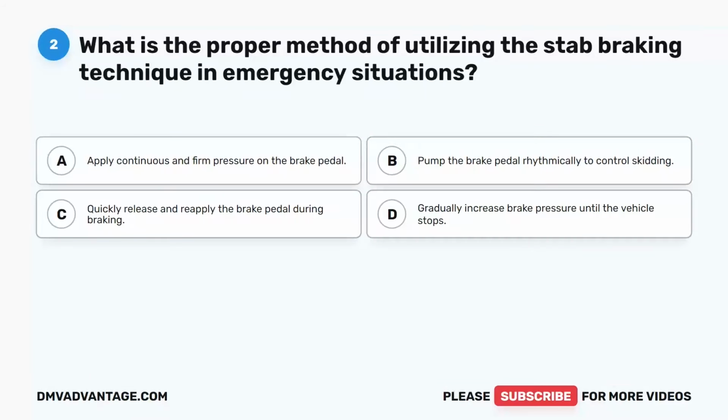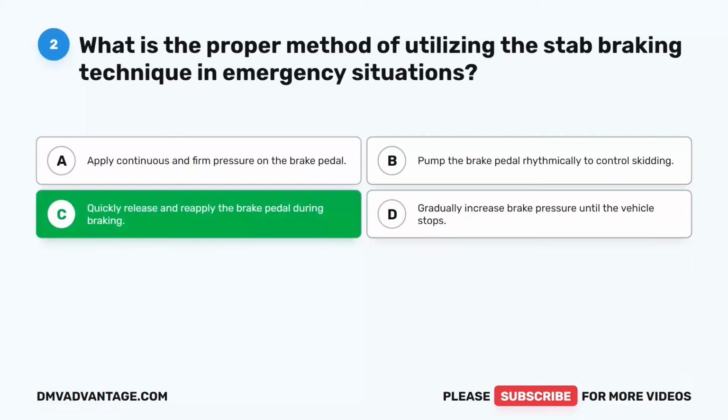Question 2. What is the proper method of utilizing the stab braking technique in emergency situations? A. Apply continuous and firm pressure on the brake pedal. B. Pump the brake pedal rhythmically to control skidding. C. Quickly release and reapply the brake pedal during braking. D. Gradually increase brake pressure until the vehicle stops.